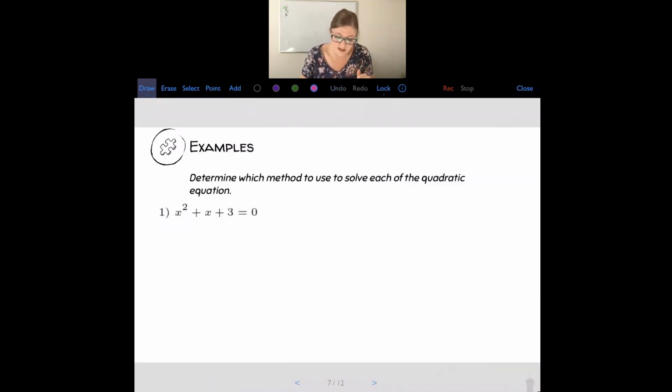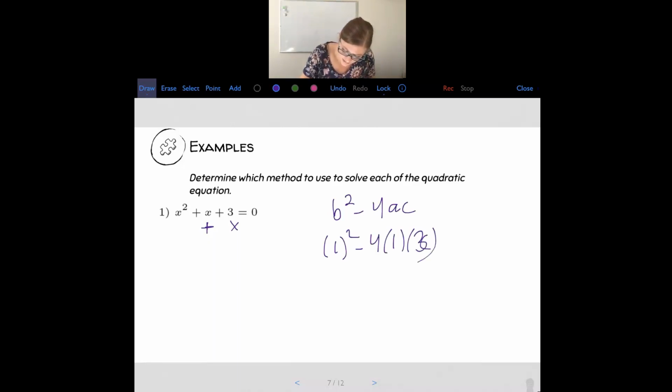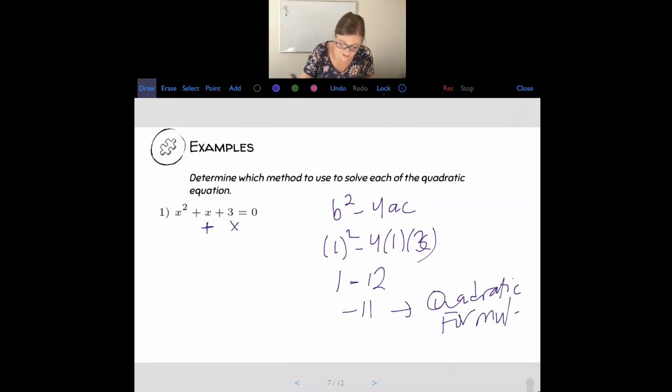So some examples. Determine which method to use. So we're not going to solve these, we're just going to talk about a method. So I would look at this and say, okay, it doesn't look like square root property. Then I would see if I could factor it by seeing if I could multiply two numbers to get 3 and add to get 1. The answer is no, so this would be quadratic formula. If you're going to use the discriminant, b squared minus 4ac, b is 1 minus 4 times a times c. This is 1 minus 12, negative 11, not a perfect square, so this would be quadratic formula. And using my fun facts about the discriminant, this would mean that there are two imaginary roots. So this is a way to check your work as well.